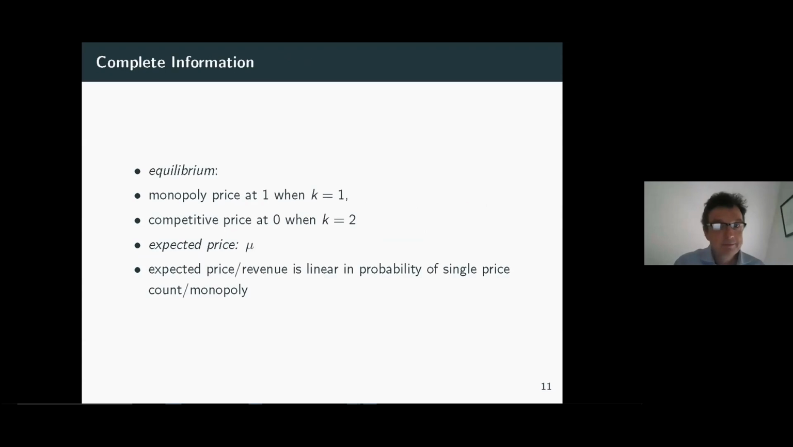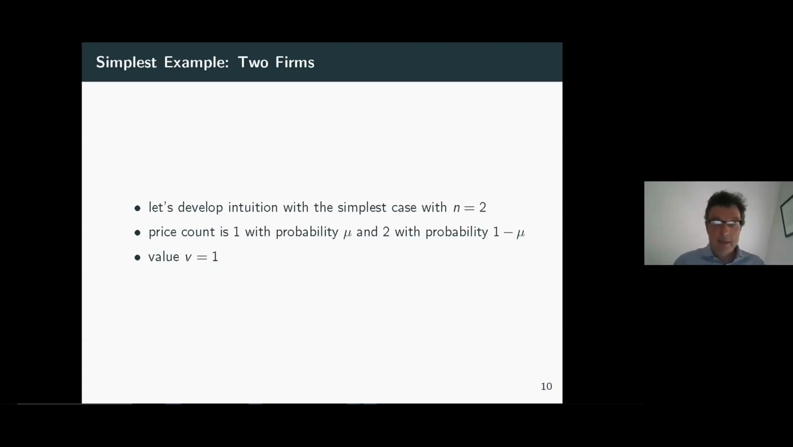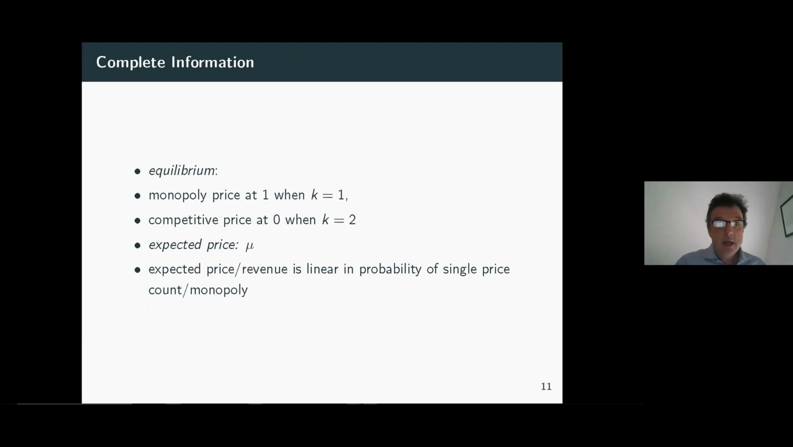Wonderful. Thank you, Naveen. Okay, so here's a simple example. Let's start out with complete information. That is, the firms indeed know whether they find themselves in a competitive situation or in a monopoly situation. If it's a monopoly, then they will charge the maximum price of 1. If they find themselves in a competitive situation, then price is equal to marginal cost, which is equal to 0. What we find is the expected price is simply going to be the probability that there's a monopoly. And so the expected price, the revenue that the firms are accruing, is simply growing linearly in the probability of there being a single price count or monopoly.